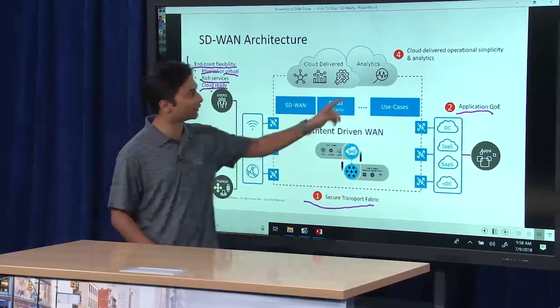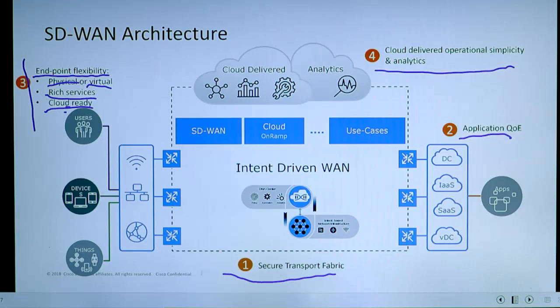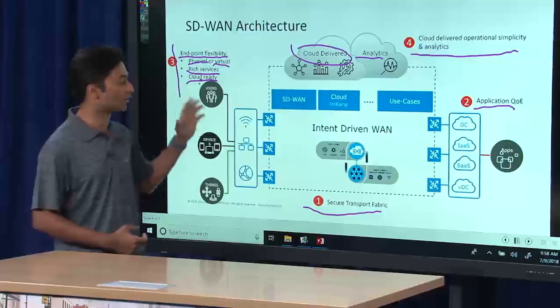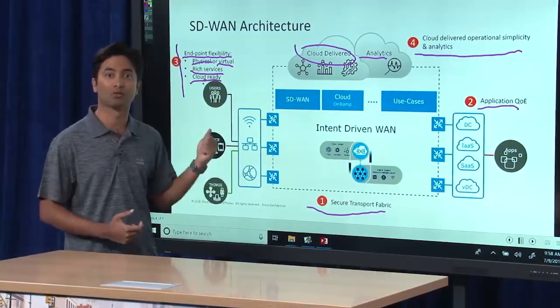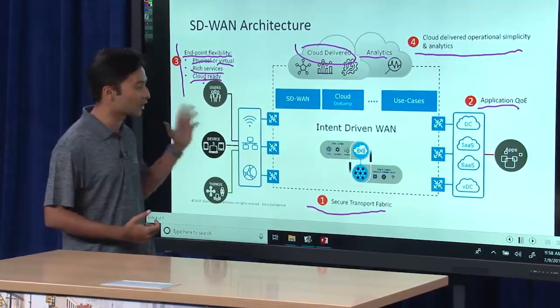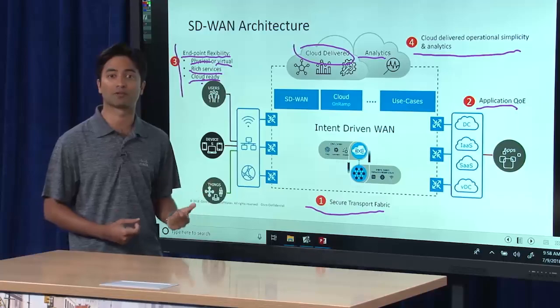And then finally, having everything that we're talking about, whether it be the fabric, the applications, the modes by which you consume this, delivered through the cloud, giving you rich analytics into seeing what's happening in your environment, what to do about it, and how to change so that your network experience is better.